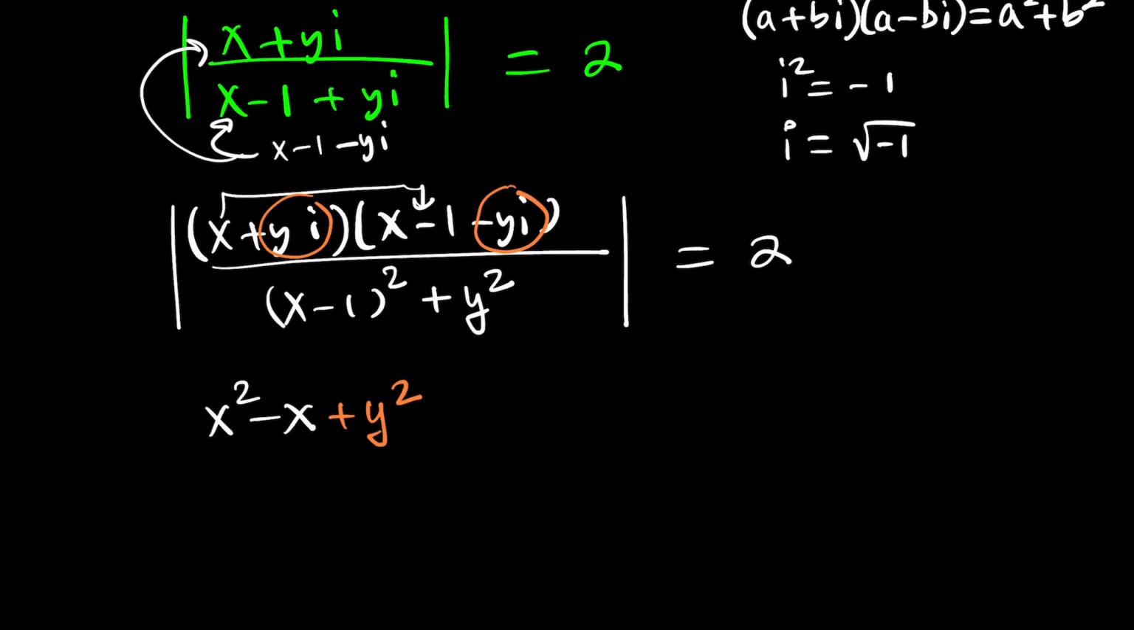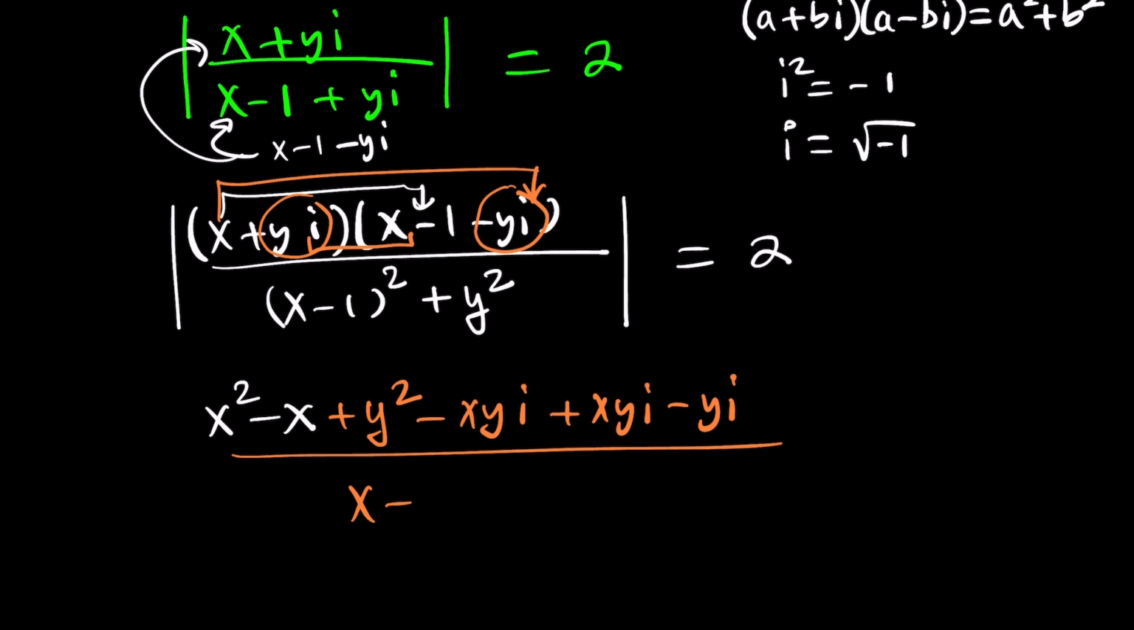So that way we got the real parts out of the way. Now we're going to go ahead and deal with the imaginary parts. X multiplied by minus yi is going to be minus xyi. And then yi multiplied by this is going to give you plus xyi minus yi. Okay? And then the whole thing is divided by this.